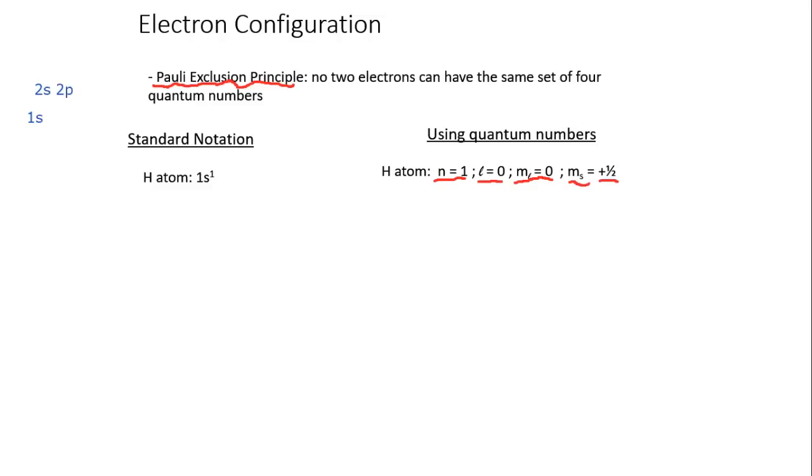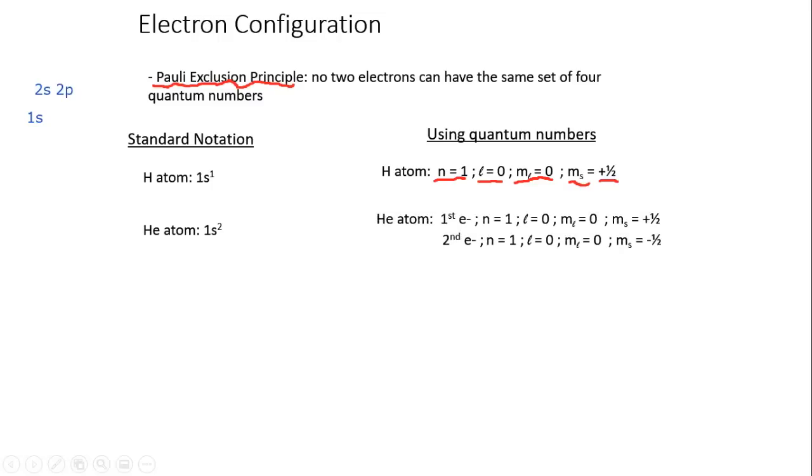Now, if we go to helium, helium has two electrons, so we write it as 1s2. That 1s2 has stored in it the four quantum numbers for each electron of helium. They're almost exactly the same, except you'll notice at the end, the electron spins are different, so that they don't violate Pauli's exclusion principle. If we were to draw this as an orbital diagram, say this is 1s, the plus a half is spin up, the minus a half is spin down, so that they don't violate Pauli's exclusion principle.